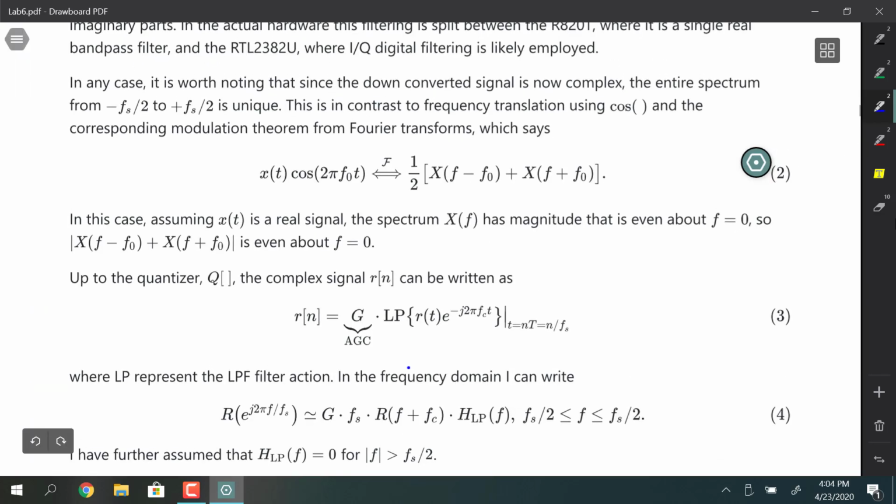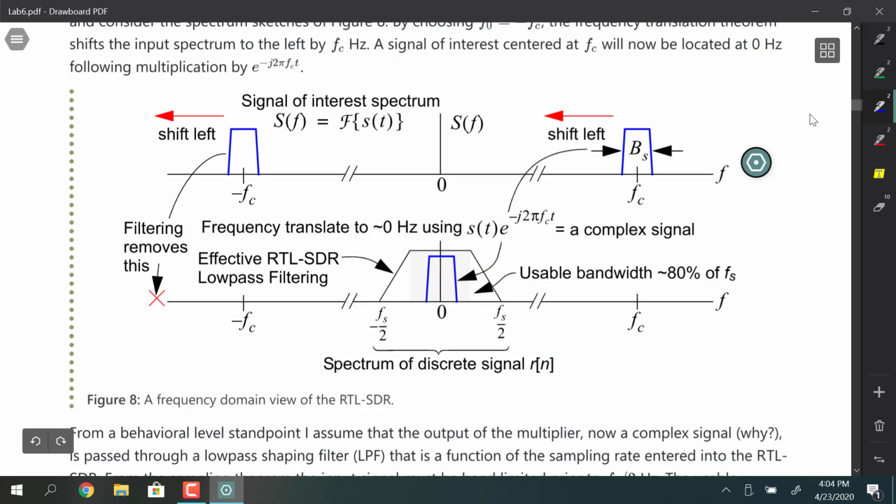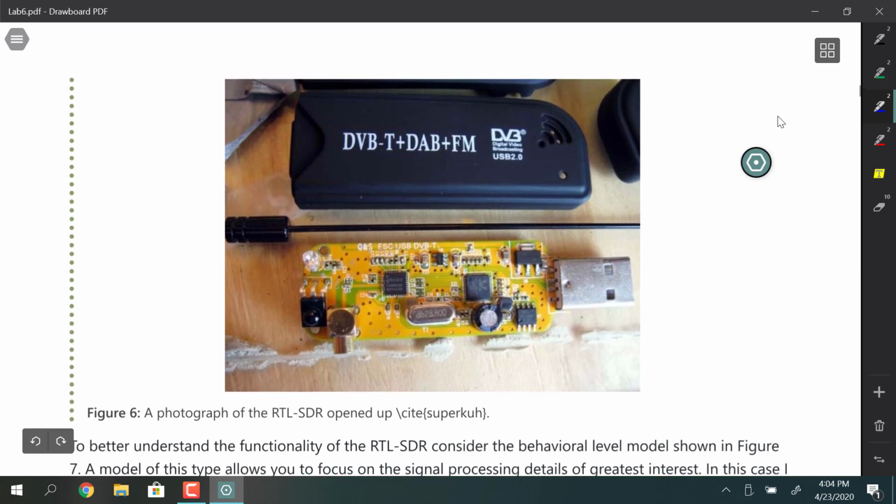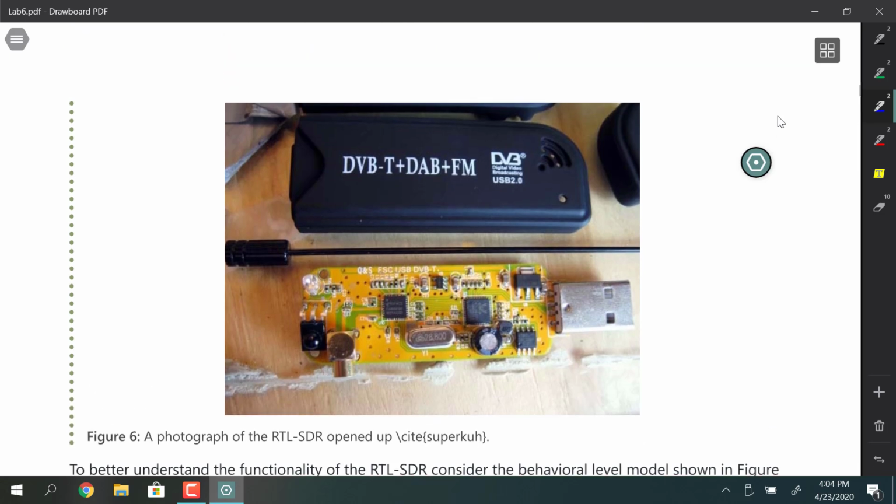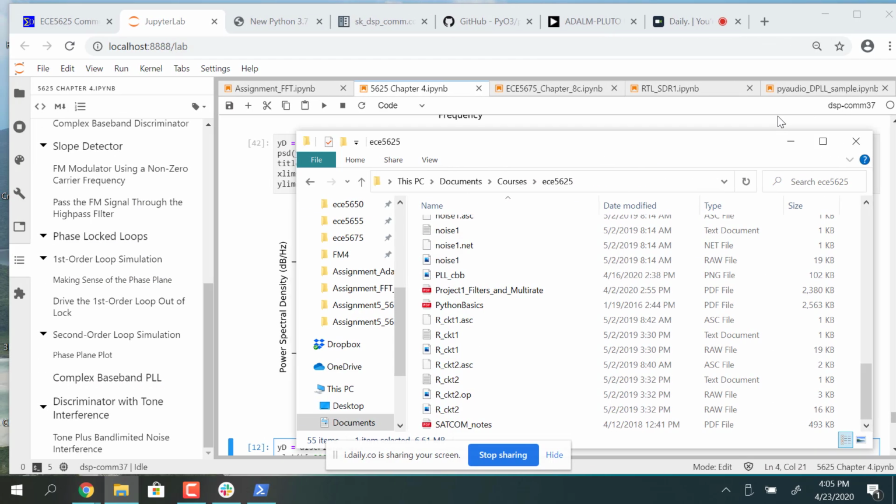This is Lab 6. There's what the dongle looks like. I have a more expensive version of it that has a temperature-compensated, higher quality crystal oscillator and a lower noise front end in it. This one right here costs $20, and the more expensive one costs $30. So that's plugged in, and then I can go over here, and this is Lab 6.